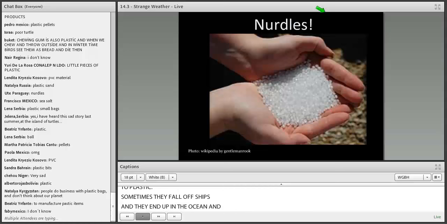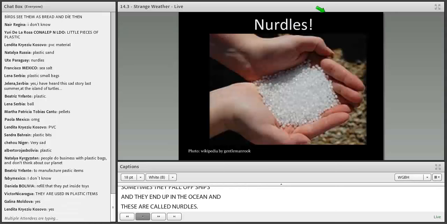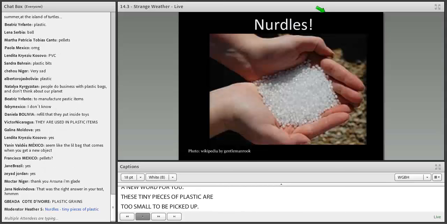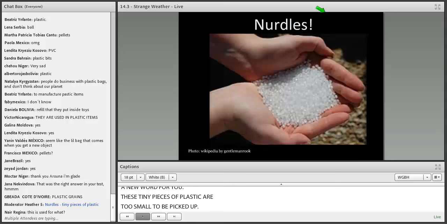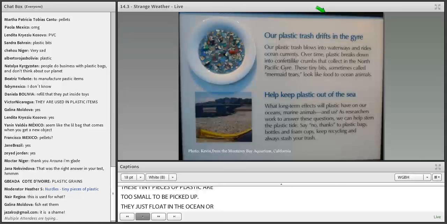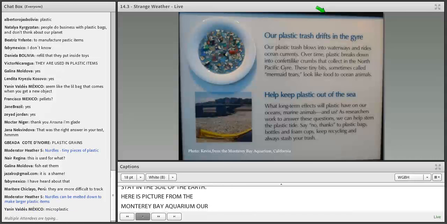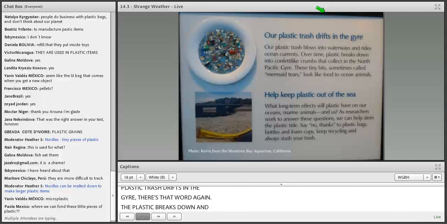These tiny pieces of plastic are too small to be picked up. So they just float in the ocean or stay in the soil of the earth. Here's a picture from the Monterey Bay Aquarium. Our plastic trash drifts in the gyre. There's that word again. So the plastic breaks down and becomes small, tiny, tiny pieces. Sometimes these are called mermaid's tears.